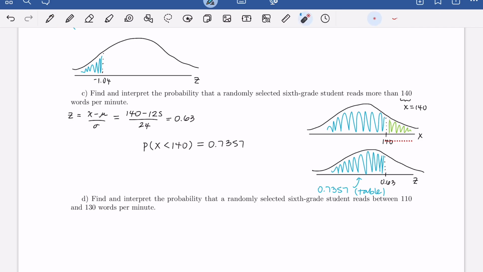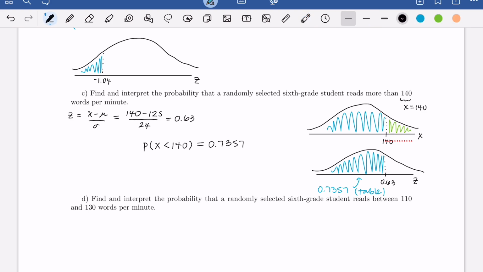But what we're trying to find is the probability that a randomly selected sixth grade student reads more than 140 words per minute. So what we're going to have to do in this case is take this entire thing, which we know to be 1, and subtract out everything in blue. By doing that, we're left with everything that's in green, which is actually the probability that we're trying to find.